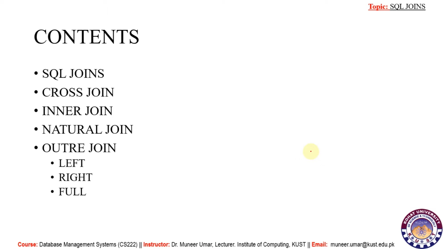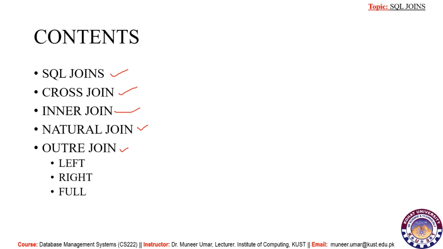The first thing is SQL Joins, which is the introduction. Then we have some types. The first one is Cross Join. We will discuss this, then inner join, natural join, and then outer join. In outer join we have subtypes: the first one is left, then right, and the last one is full outer join.